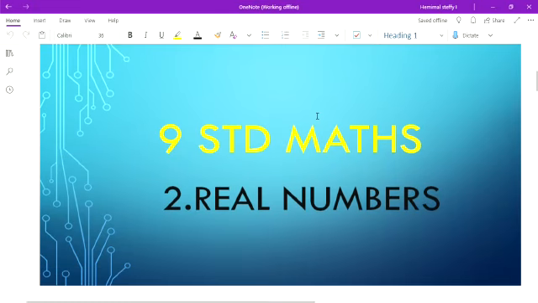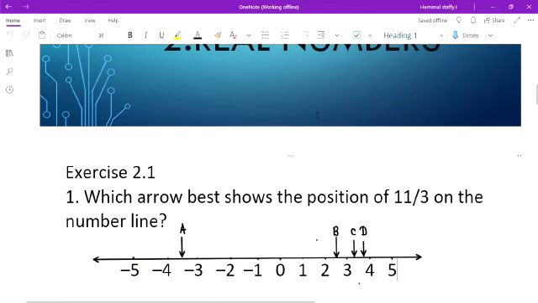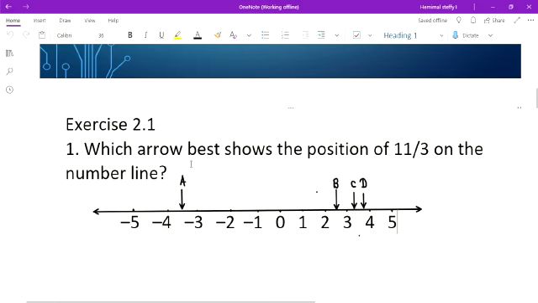This is 9th standard maths, second chapter, real numbers. Now we are going to learn exercise 2.1. First question: which arrow best shows the position of 11 by 3 on the number line? They are given A, B, C, D arrows. Which is the best to show the position of 11 by 3?